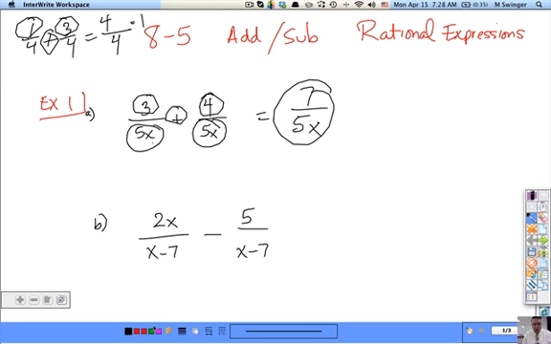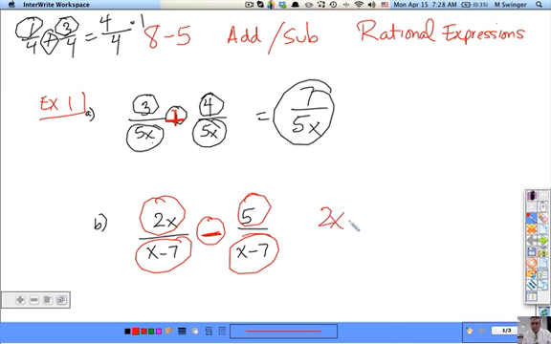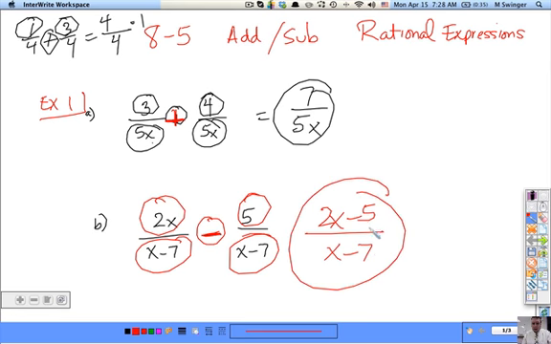Same thing for letter B. The first thing I look for if I'm adding or subtracting is if they have the same denominator. Probably not going to give you one, but we'll see. Same denominator, so therefore just subtract the top. 2x minus 5. You can't simplify that, so you just leave it. 2x minus 5 all over the same denominator, x minus 7. Does that simplify anymore? Nope, so you're done. We're looking for the same denominator. Now I'm going to make you make it the same denominator. It's not going to be this easy.